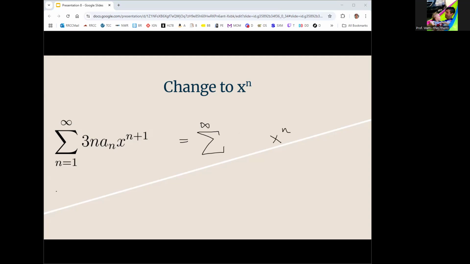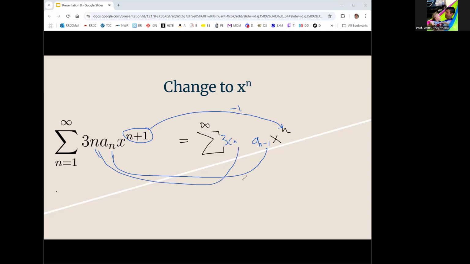All right, pause it if you need some more time, but remember we would start by just seeing what this change is going to be. So changing this to x to the n, I'm actually decreasing that exponent by 1. That's a minus 1 there, right? So I need to do minus 1 to each of the other n's. So that's going to be a n minus 1, and then the 3 doesn't change, and then the n becomes an n minus 1 in parentheses. Right? So these are all minus 1s.